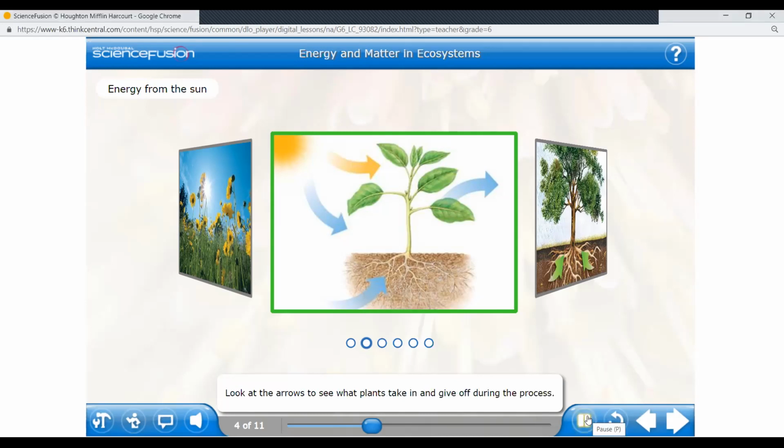Look at the arrows to see what plants take in and give off during the process. They take in the energy of sunlight, carbon dioxide gas from the air, and water from the soil. Plants use those materials to produce sugar that makes up carbohydrates, which they store as food. The food is what provides plants with energy. As a byproduct of photosynthesis, the leaves give off oxygen gas. Coincidentally, animals use this oxygen to breathe.